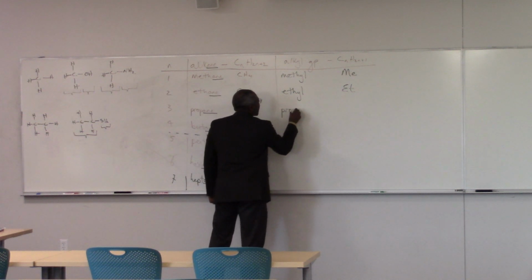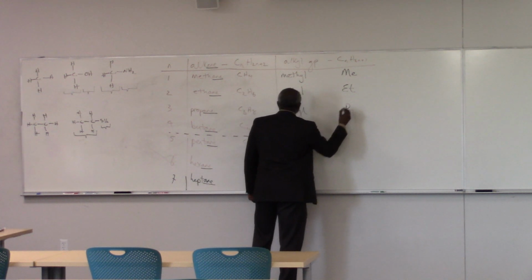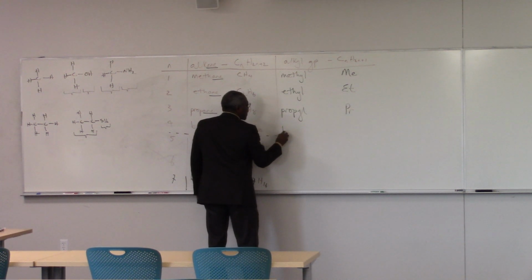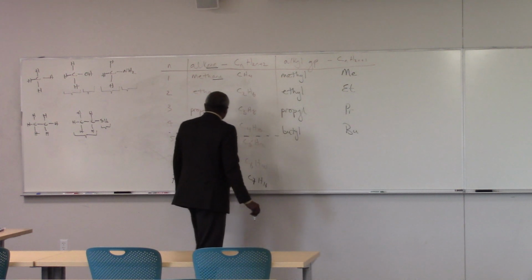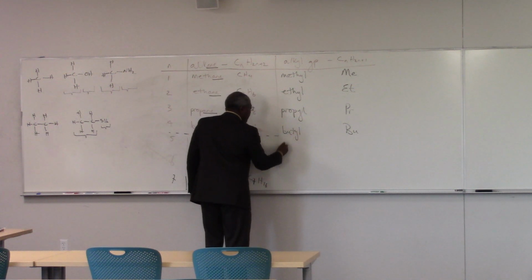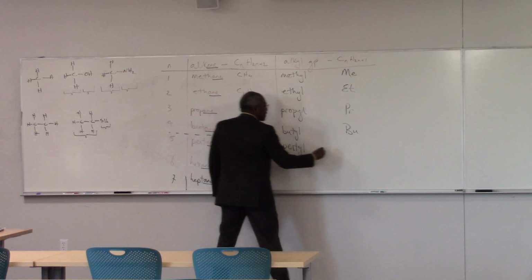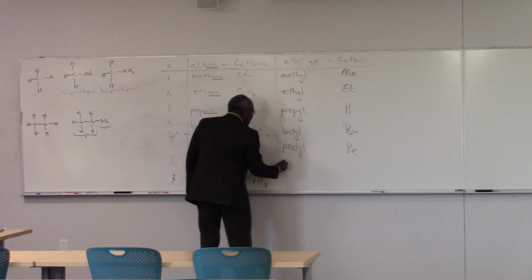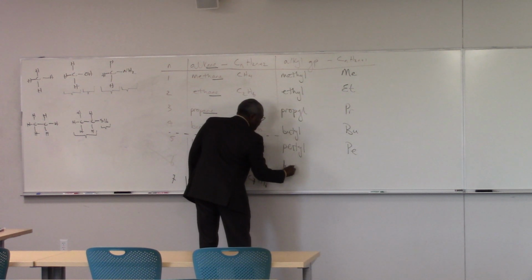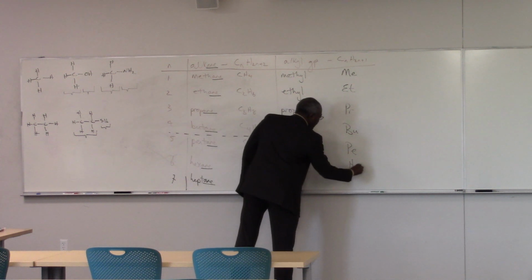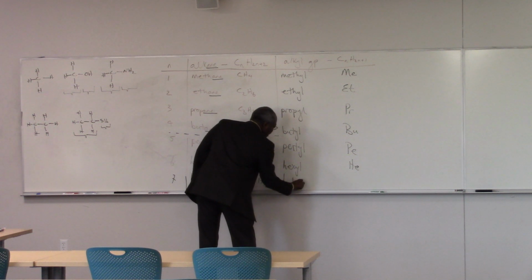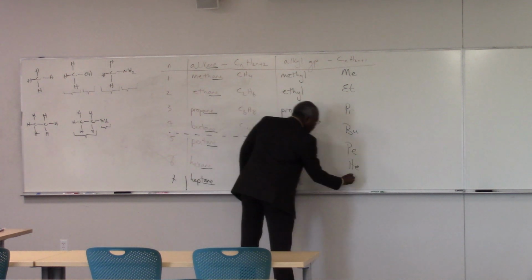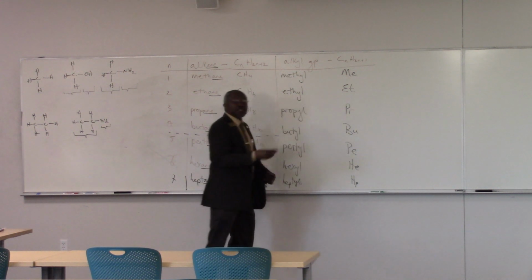Propane gives rise to propyl, which is PR. Butane gives rise to butyl, which is uppercase B, lowercase u. Pentane gives rise to pentyl, right, which is PE. Hexane gives rise to hexyl, which is HE. Heptane gives rise to heptyl. There's already HE, so it's often written as HP for heptyl, and so on.